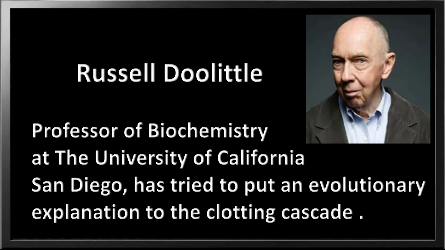Now, have evolutionists tried to give an evolutionary explanation for the clotting factor? They have tried. And he talks about this in his book. And he refers to a guy by the name of Russell Doolittle, who's a professor of biochemistry at the University of California, San Diego. And I read his explanation in the book, Darwin's Black Box. And if the guy wasn't a PhD and well-renowned biochemist, you would think, are you kidding me? When you read it.